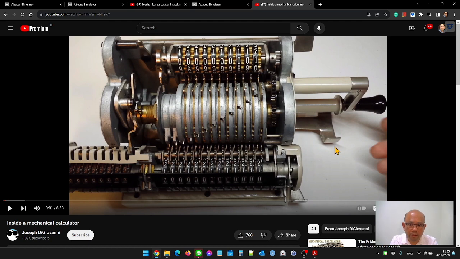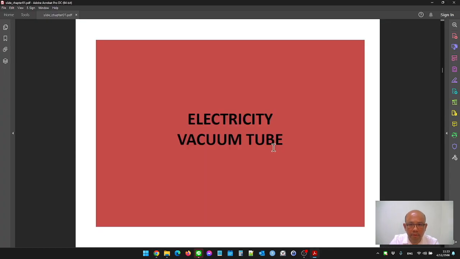In these pictures, I show you the inside of the mechanical calculators. This has text on the arm, and it has the gear ratio and represents the value on each side of the gear. Okay, we move back to the slides.